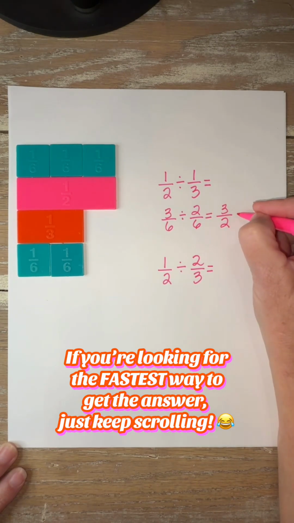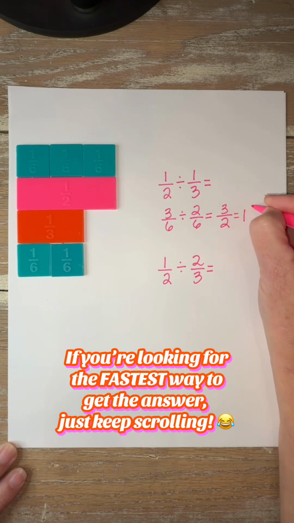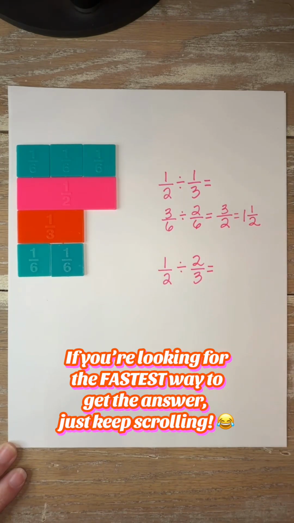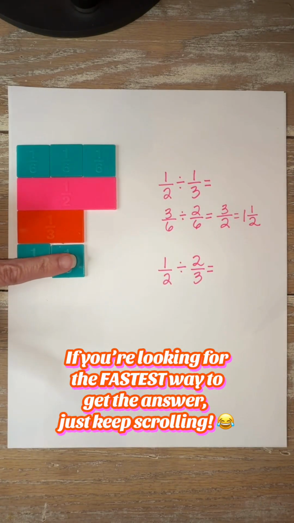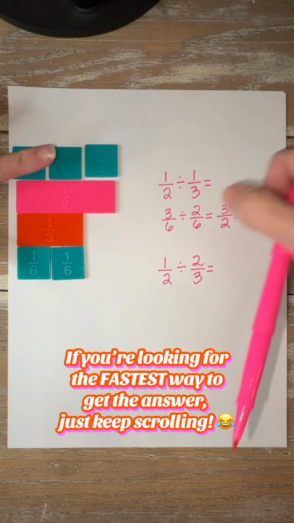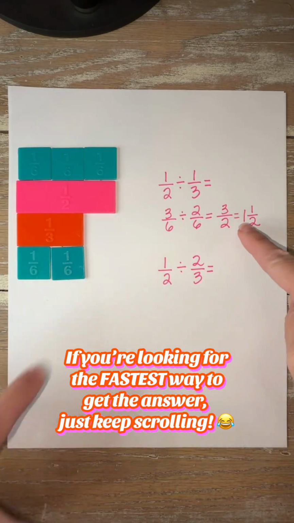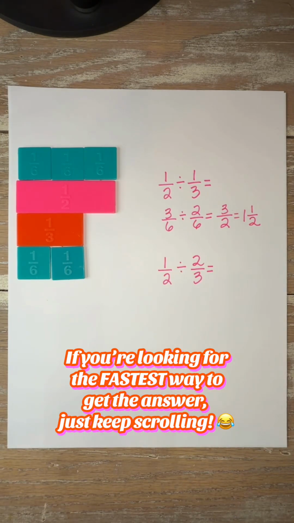So here we have 3/2 and that is equivalent to 1 1/2. You can see over here that I am able to fit one group of 2/6 into this and then half of another group. So that is where 1 1/2 comes from.